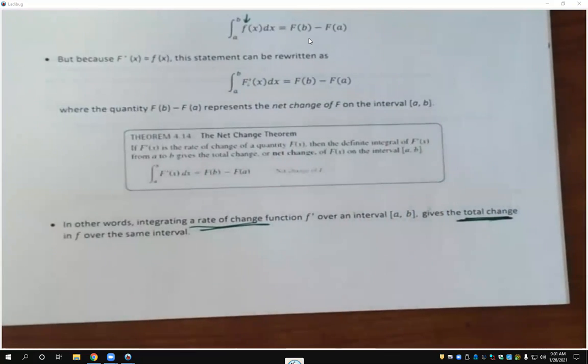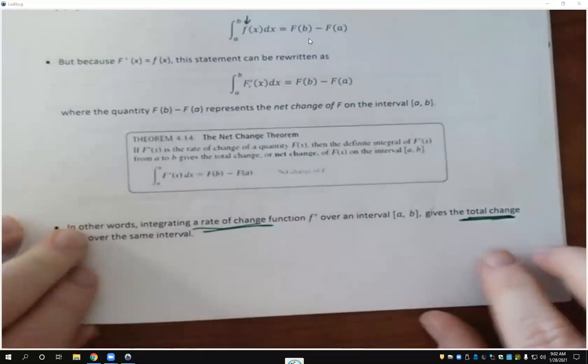And we have done some problems where we did the car problem, right? And when we integrated that velocity, we got the total distance traveled. So the velocity graph is the rate of change of the position function, okay?